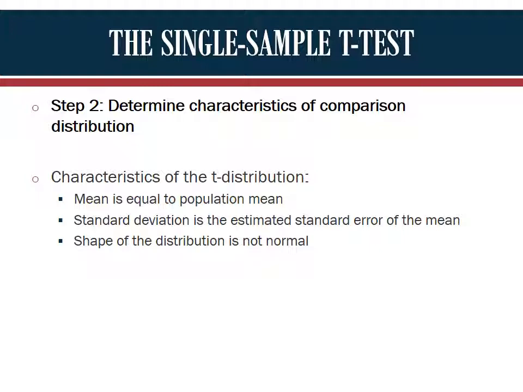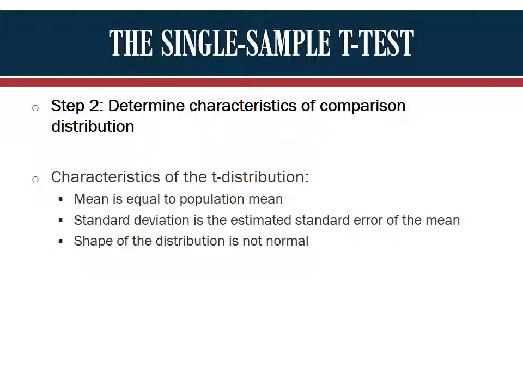But because it's the t-distribution, it's a little bit different than it was when it was the distribution of means. So for the t-distribution in the single sample t-test, you need to determine the mean of the t-distribution, which is equal to the population mean, so no calculation there. You need to determine the standard deviation of the t-distribution, which you have to calculate. It's the estimated standard error of the mean using that equation from earlier, right? Our S sub m, that's the estimated standard error of the mean.